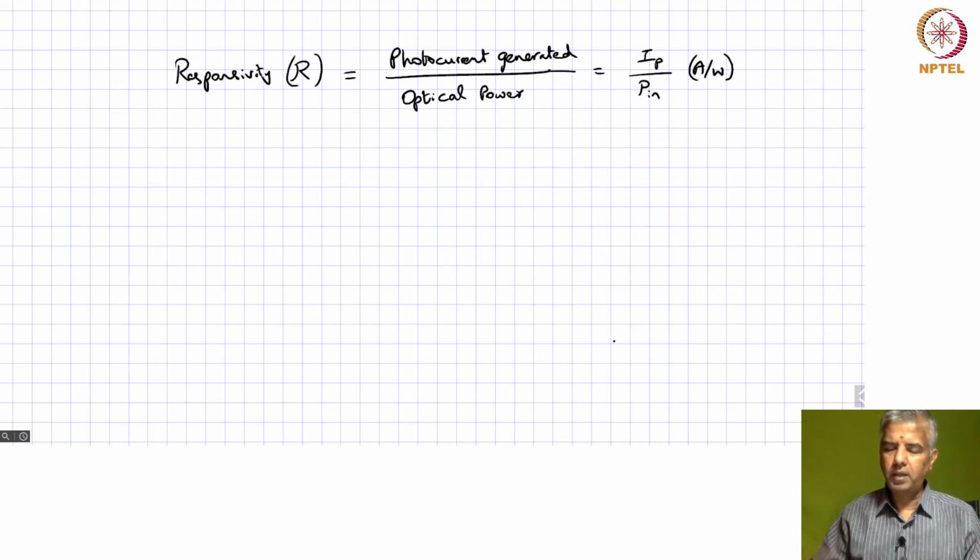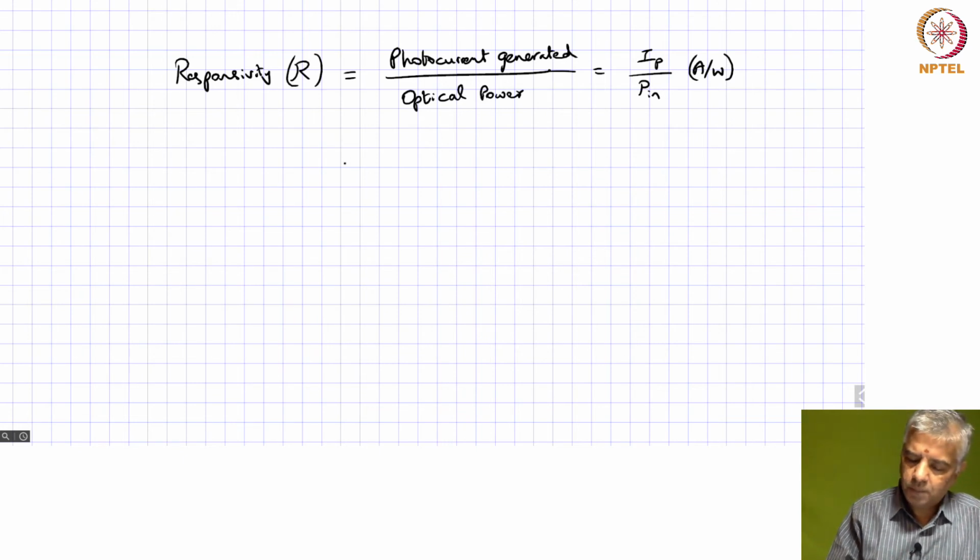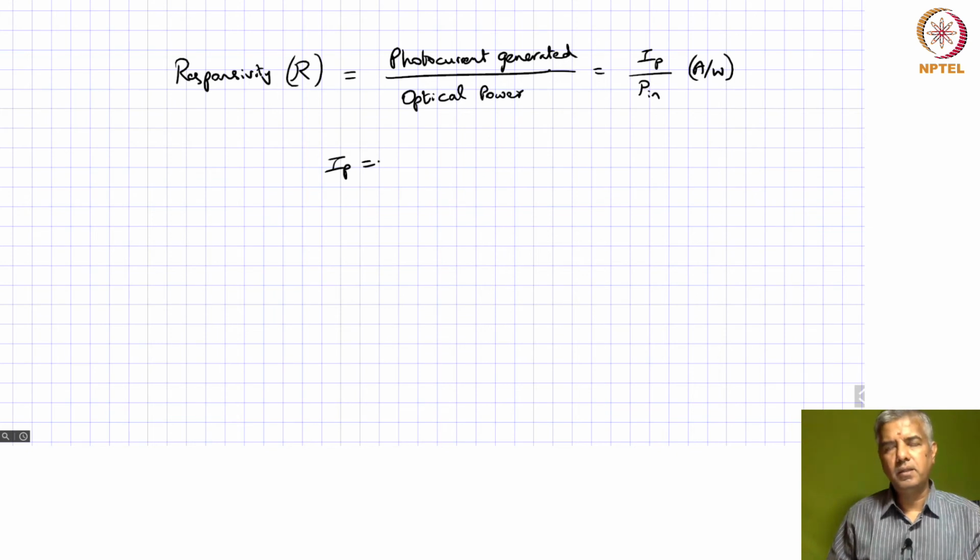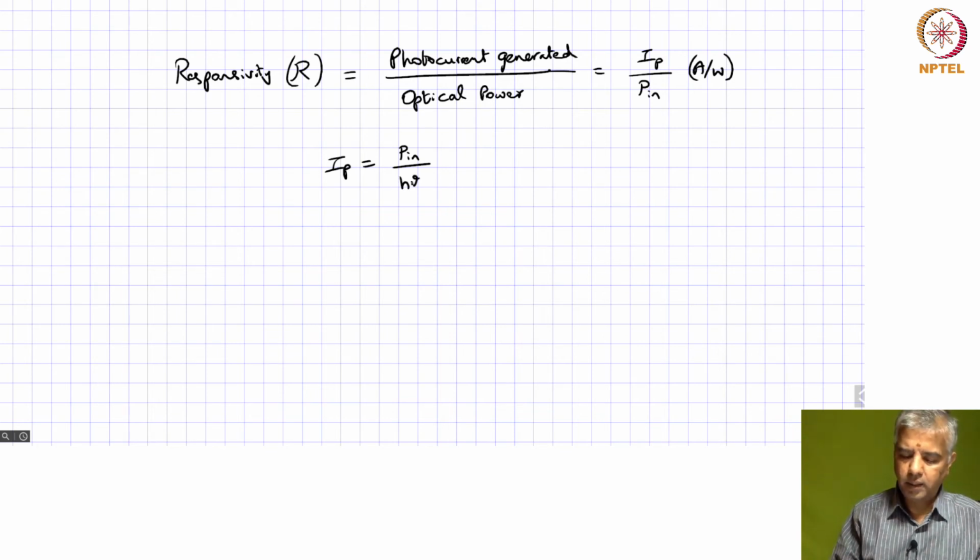So then you ask the question, what is the photocurrent that's generated in this photodiode? How do you quantify that? So IP can be written as, first of all, there is a certain rate at which you have these photons that are coming in. So what is that rate? That will be given by Pin over h nu.